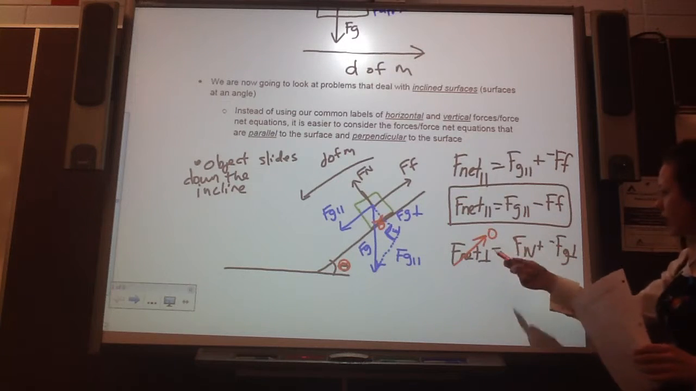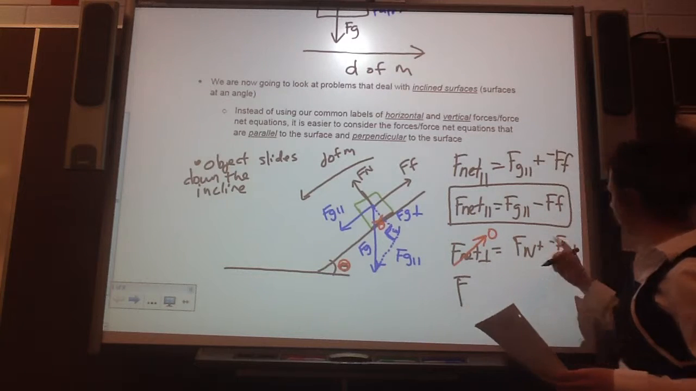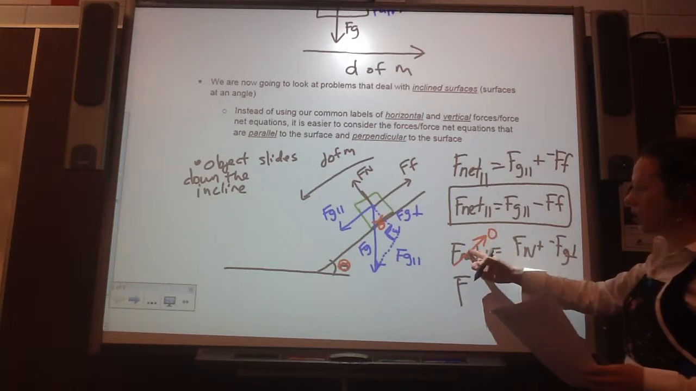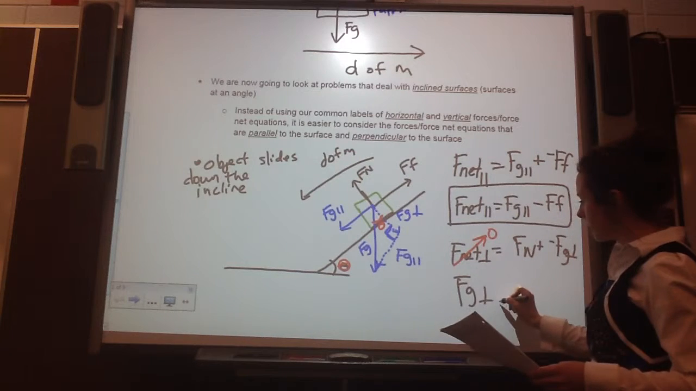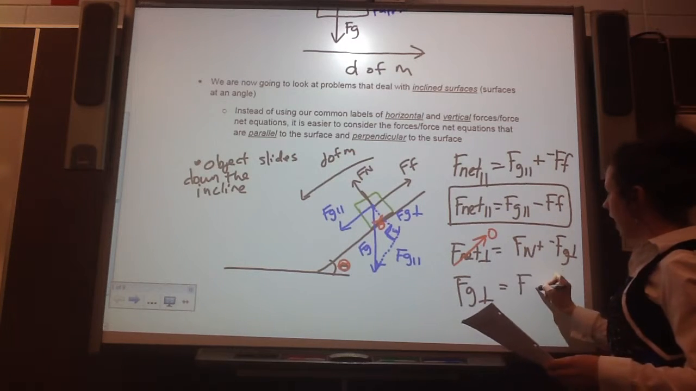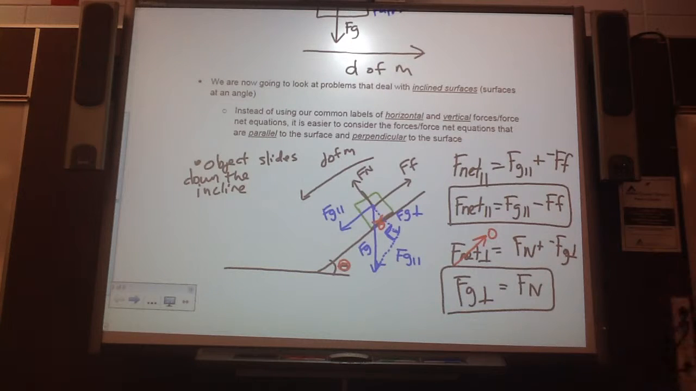Anyways, okay, so I've set this to 0, so now I'm going to rewrite this. If I bring my FG perpendicular over here, now it's a positive. So I say FG perpendicular is equal to Fn. So those are the two formulas for objects sliding down.